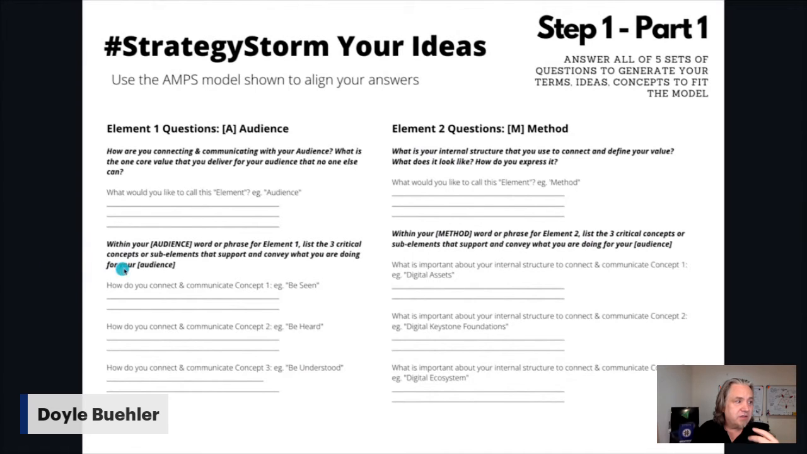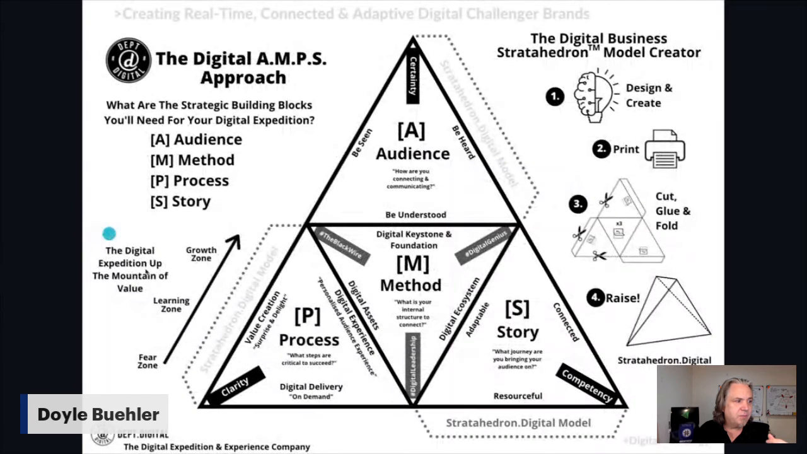So within your audience, the word or phrase that we used, it lists the 3 critical concepts or sub-elements that support and convey what you're doing for your audience. So how do you connect and communicate? Concept one, in this case, I described as being seen. Concept two is being heard, and concept three is being understood. If you recall, we went through that here: audience, be seen, be heard, and be understood.